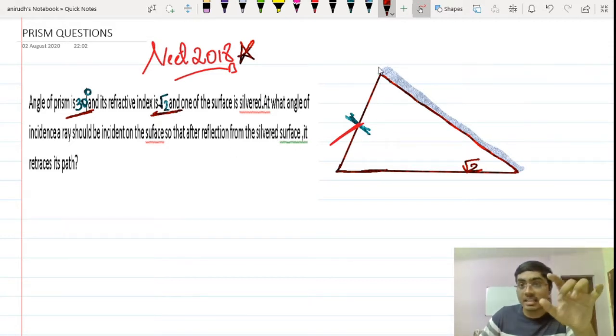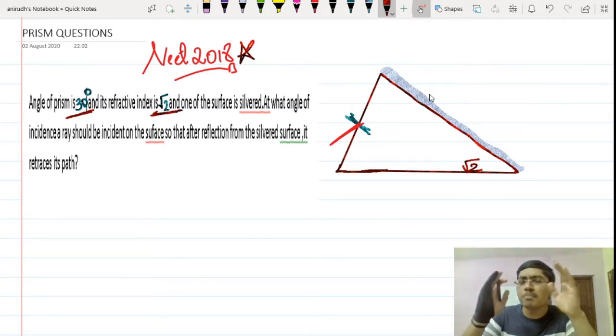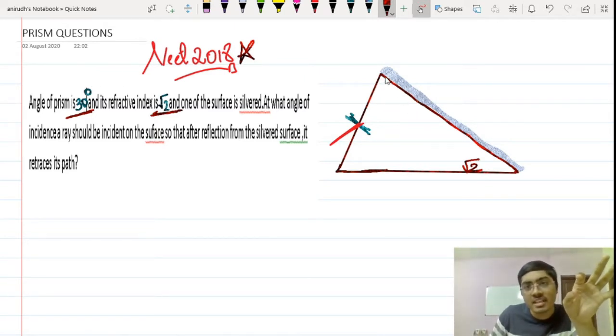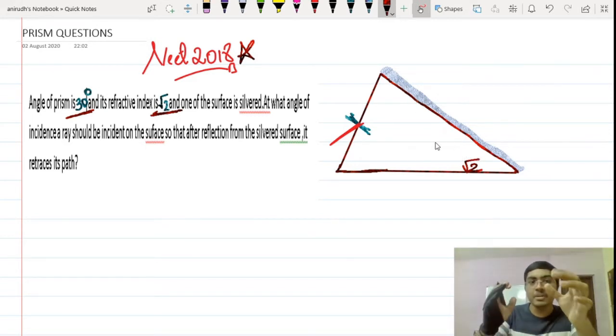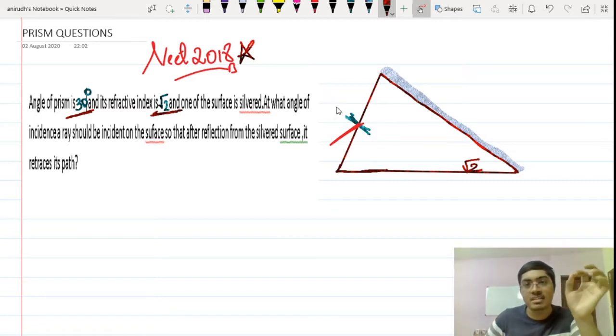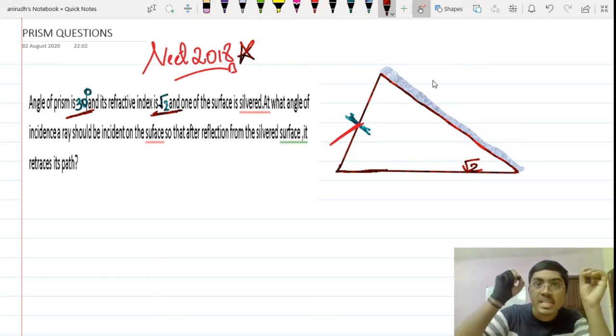See, this is acting like a mirror. This is a silvered surface, that means it will act like a plane mirror, because there is no curvature here. It is one of the faces of a triangle, a plane mirror. On a plane mirror, the condition for the ray to retrace the path is when the ray falls at an angle of 90 degrees. So the angle of incidence on the plane mirror should be equal to 90 degrees.